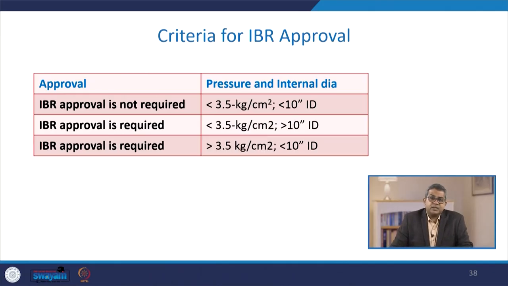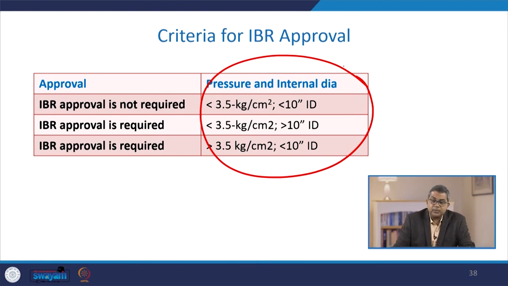Now, there are various criteria for Indian Boiler Regulation approval. It is not necessary that every boiler needs IBR approval. Say if we have 3.5 kilogram per centimeter square and less than 10 inch internal diameter, IBR approval is not required. But if you have more than 3.5 kilogram per centimeter square and greater than 10 inch ID, then IBR approval is required. So these are the conditions with respect to pressure and internal diameter over which IBR approval is required or not required.